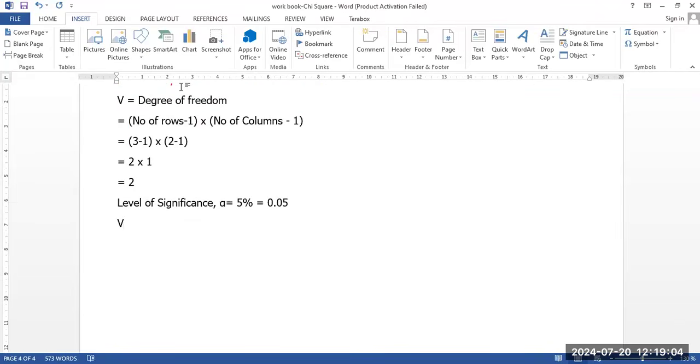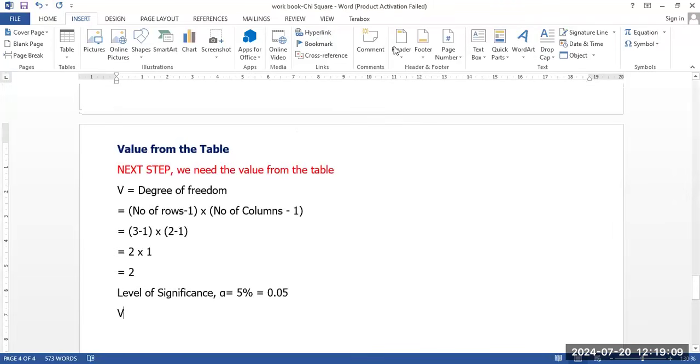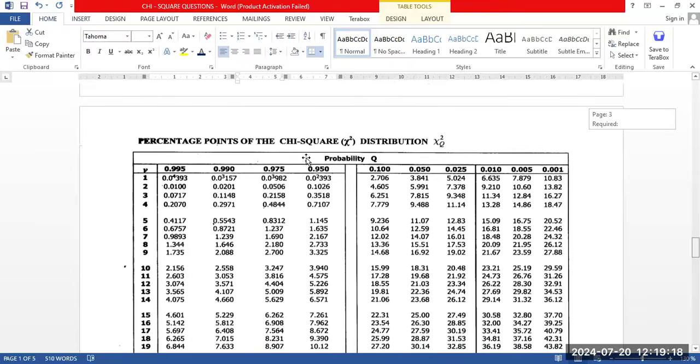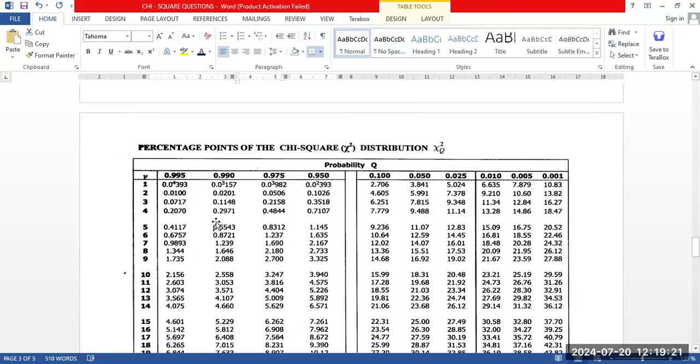Those who have just joined, to get the value from the table, you check your chi-square table, where you have the chi-square distribution. V is 2. Move horizontally, look for where 0.05 is. It is here. So we are writing 5.991.